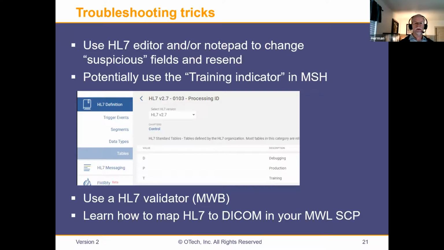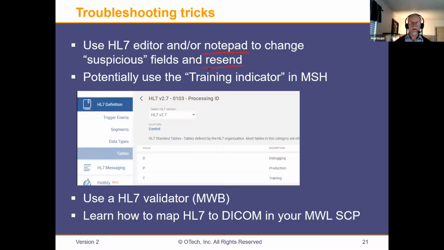Now let's go back to the worklist, and then we find the order that belongs to that. So we find the HL7 order. And you know what, I'm going to see what the problem is. I'm going to change the order and see whether the problem disappears. Very easy, very easy. You can use an HL7 editor, right, or Notepad. Everybody has Notepad, but if you go online, one of the things that I like is Smart HL7. If you Google for that, it's free. You can load an HL7 message in there and look at it. So use an HL7 editor or Notepad, change the suspicious field, and resend it again, right?